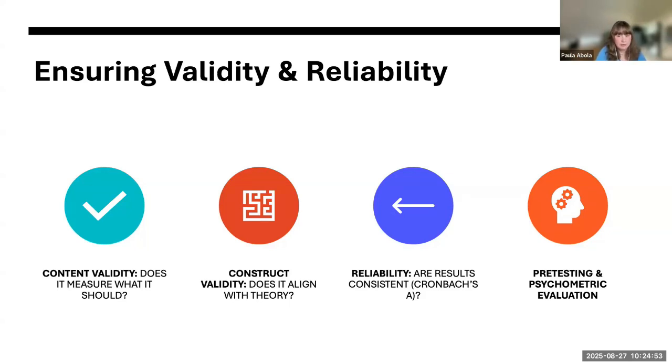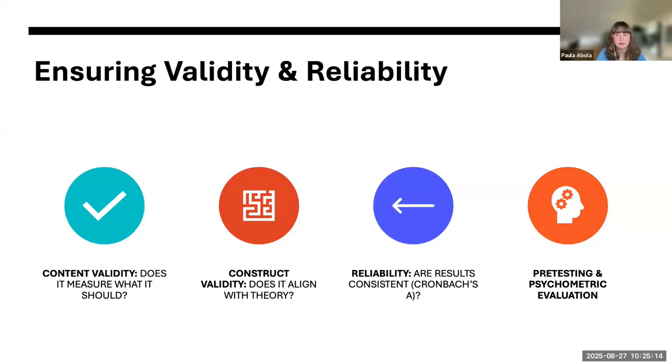You also have reliability, which actually means consistency. So if someone answers today and tomorrow, their results should be similar. And we often can check this with Cronbach's alpha for multi-item scales, and 0.7 or higher is usually considered acceptable. And again, the pilot testing of your survey.